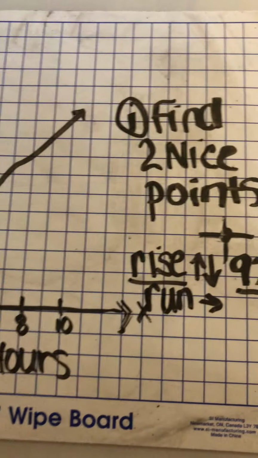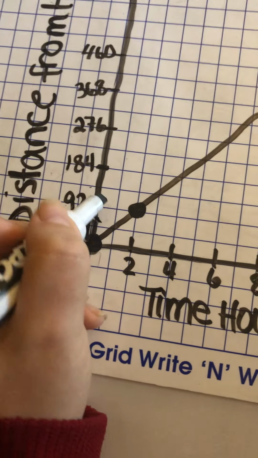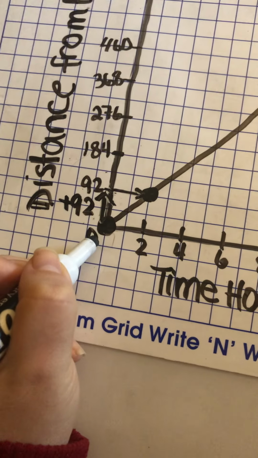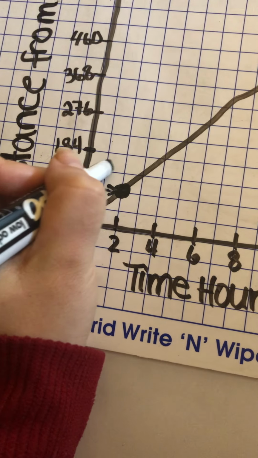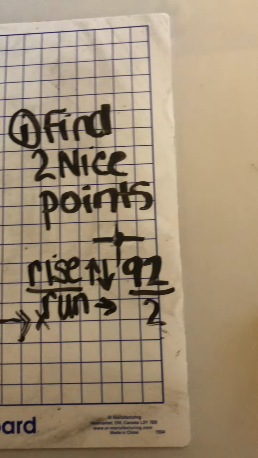Okay? Then you count, what is my run? So from the 92, I'm going to see how many I moved over. I was at 0, and now I'm at 2. So I ran over plus 2. So my run is 2, and that's going to be our slope.